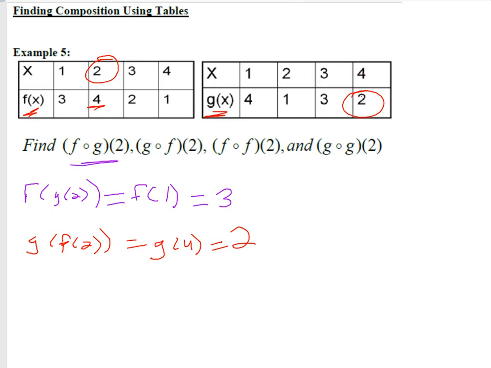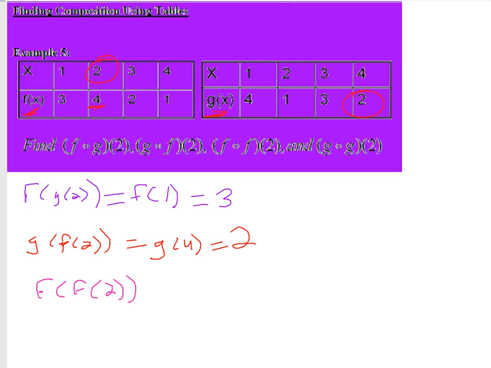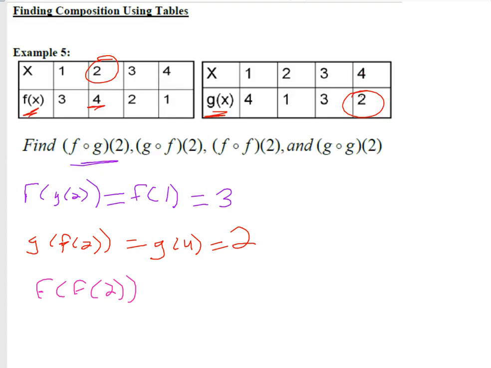The next one, we are going to do f of f of 2. Again, we start with the innermost function. So we are going to figure out what is f of 2. We go to 2, look at the output value, it's 4. So this turns into f of 4. Again, we go to 4 in f because we're still working with that. Our answer is going to be 1.